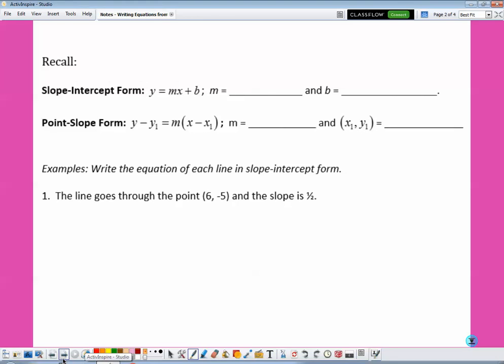So recall our two formulas. y equals mx plus b is slope-intercept form. m stands for our slope and b stands for the y-intercept. Point-slope form is y minus y1 equals m times x minus x1, where m is the slope and x1 and y1 are a point on the line.